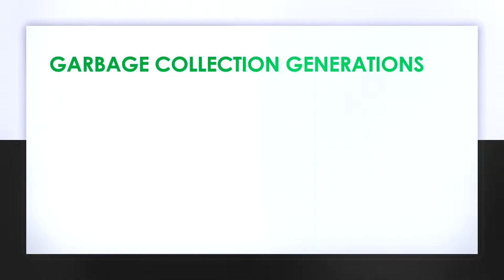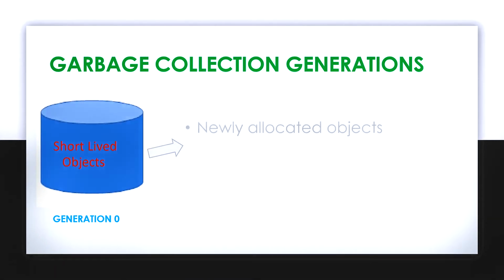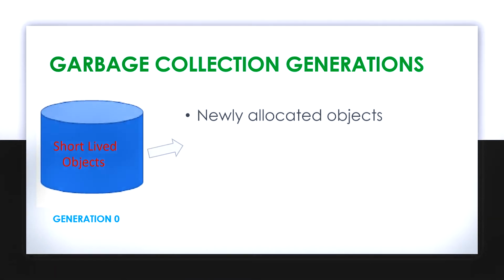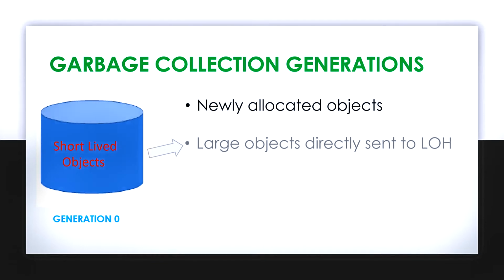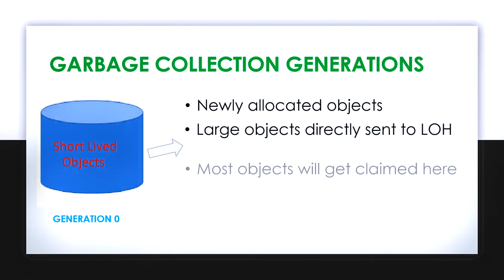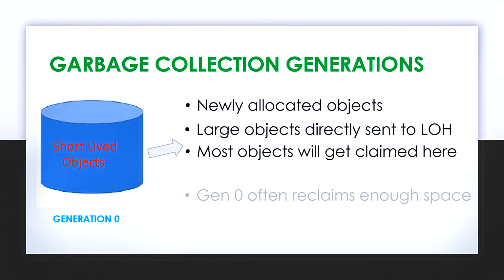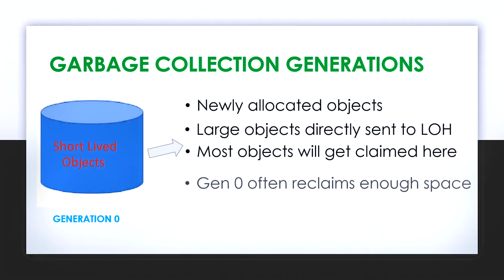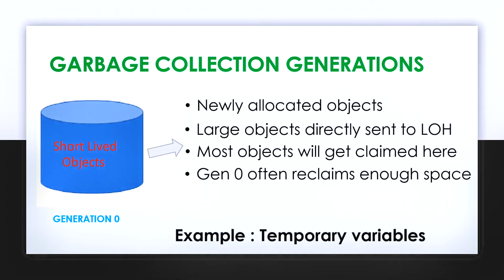As a first step in garbage collection, the short-lived objects will be present in gen 0. Newly allocated objects will be present here by default, and large objects are sent directly to the LOS, that is gen 2, which we will discuss later. Most of the objects will get reclaimed here. Gen 0 often reclaims enough space so that the program will run. An example for gen 0 is temporary variables.